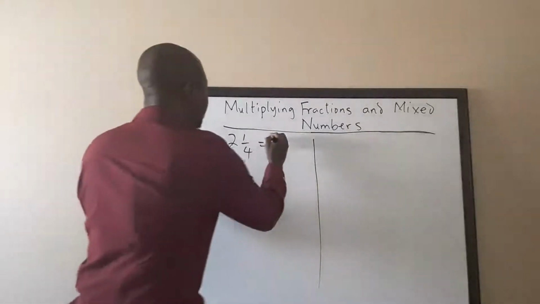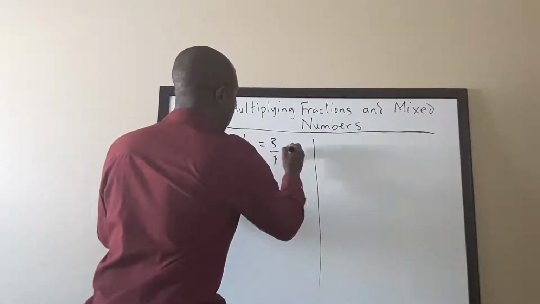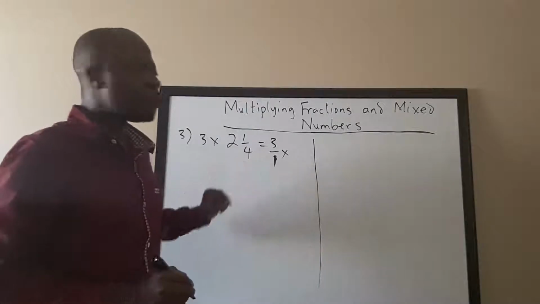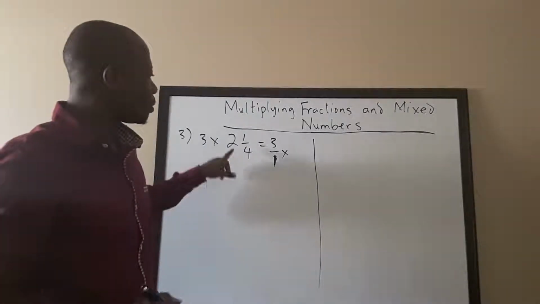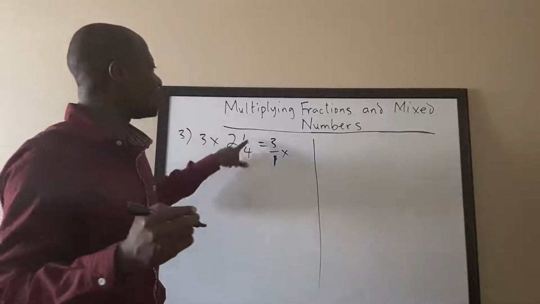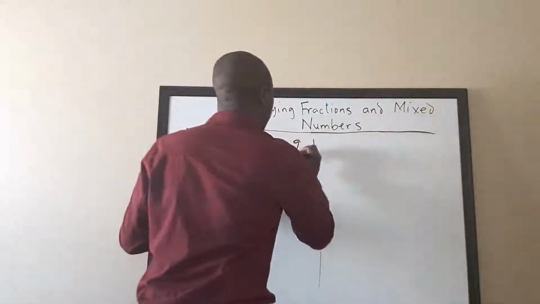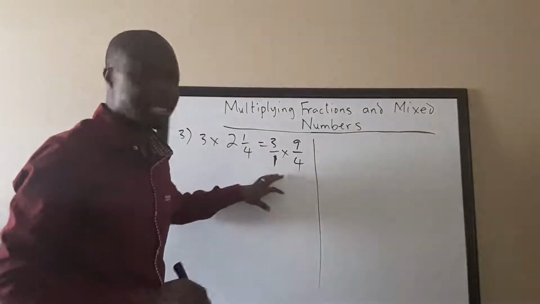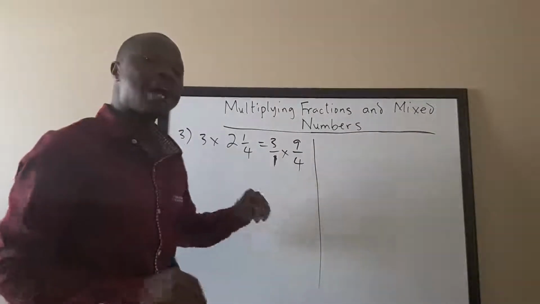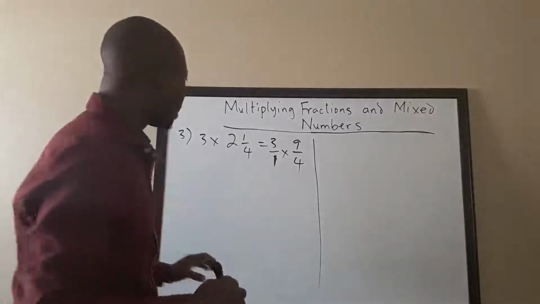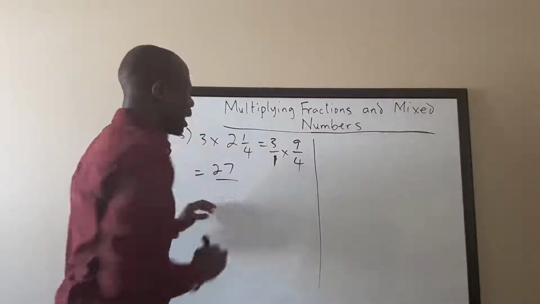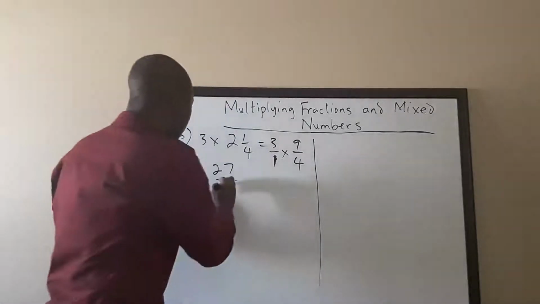So 3 turns into 3 over 1. And so 2 whole number, 1 over 4. So we convert now. So 2 times 4 is 8. 8 plus 1 is 9. So it's going to be 9 over 4. Now over here there is nothing that can cancel out. It doesn't work. So I have to multiply everything out by doing the top. So 3 times 9 is 27. And 1 times 4 is 4.